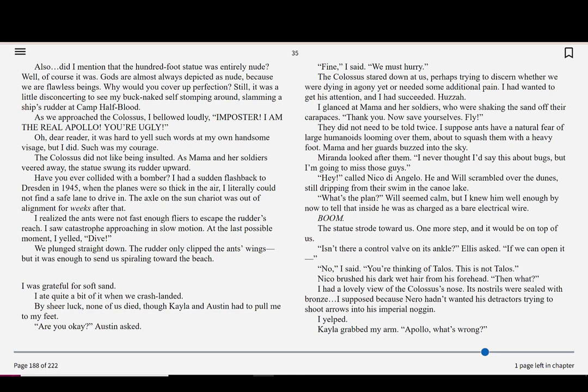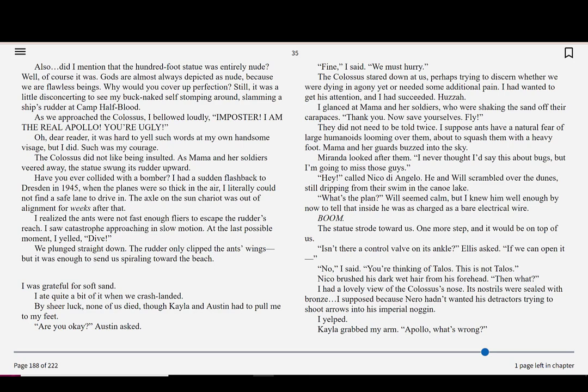I suppose ants have a natural fear of large humanoids looming over them, about to squash them with a heavy foot. Mama and her guards buzzed into the sky. Miranda looked after them. "I never thought I'd say this about bugs, but I'm going to miss those guys." "Hey," called Nico D'Angelo. He and Will scrambled over the dunes, still dripping from their swim in the canoe lake. "What's the plan?" Will seemed calm, but I knew him well enough by now to tell that inside he was as charged as a bare electrical wire. Boom! The statue strode toward us. One more step, and it would be on top of us.